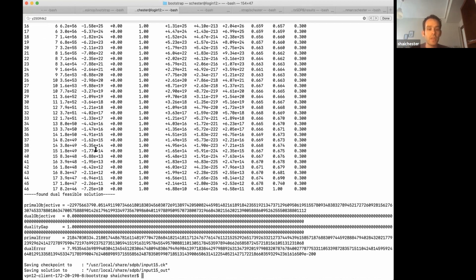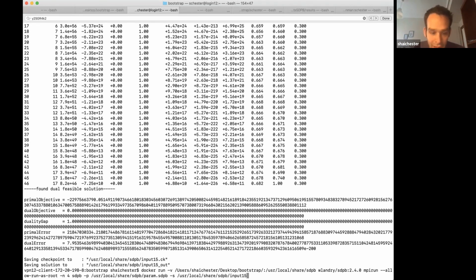Great. So we found an allowed point, we found a disallowed point. And for my last trick, I will show you how to extremize the value of the stress tensor OPE coefficient.